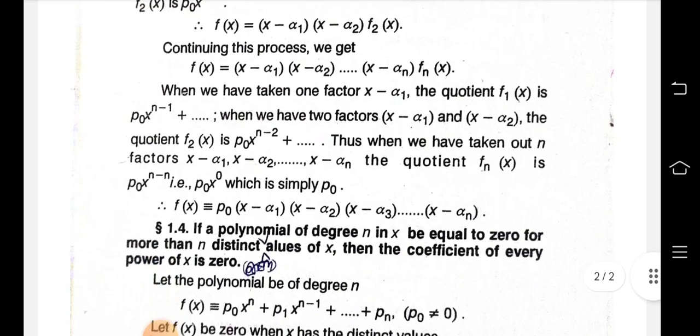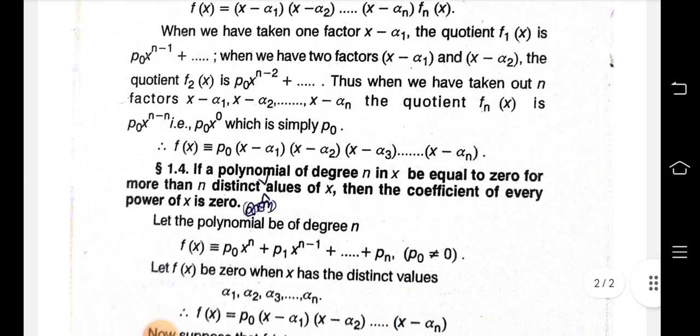f(x) is identically equal to p naught into (x minus alpha 1)(x minus alpha 2)(x minus alpha 3) up to (x minus alpha n). This is property number 3. Property number 4. If a polynomial of degree n in x be equal to 0 for more than n distinct values of x, then the coefficient of every power of x is 0.